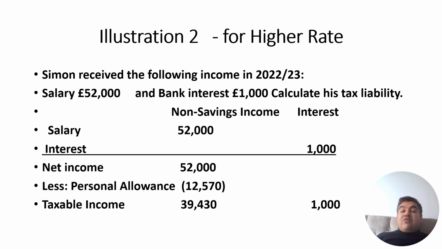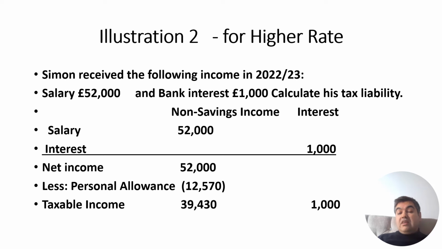Now this is an example for a higher rate taxpayer. Simon received the following income. He got a salary of 52,000 and he has interest income of 1,000. Remember, as usual, lay out non-savings income and then interest income. Then deduct the personal allowance, which is set in priority against non-savings income. That will give you taxable income for non-savings of 39,430, and for savings of 1,000.